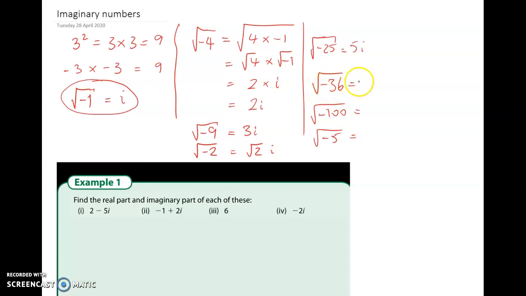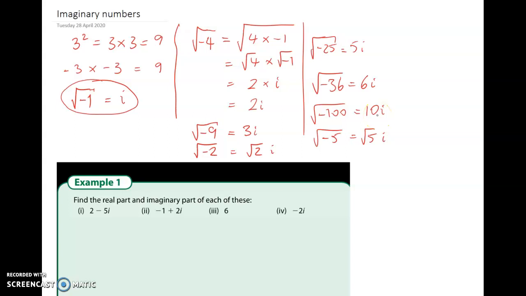So square root of minus 36 is 6i. The square root of minus 100 is 10i. And the square root of minus 5, well, 5 isn't square rooted easily, so we can just write it as the square root of 5i. Hope you got those right.